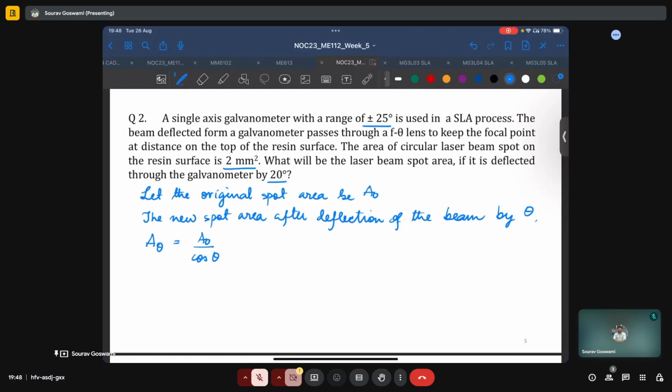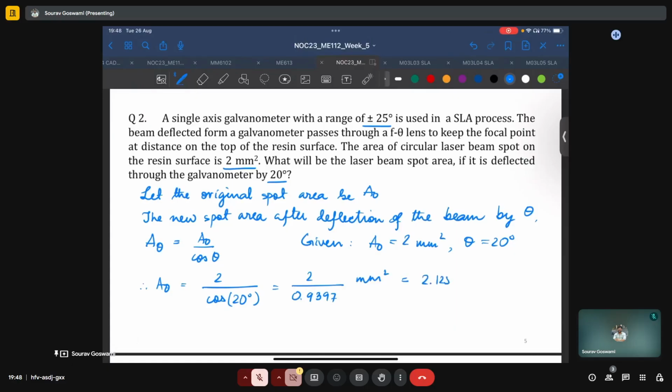Again, here we are given from the question that this original area is equal to 2 mm square, while theta is equal to 20 degrees. Therefore, the new area can be simply found as 2 by cos of 20 degrees is equal to 2 by 0.9397 millimeter square, which is equal to 2.1284 millimeter square.